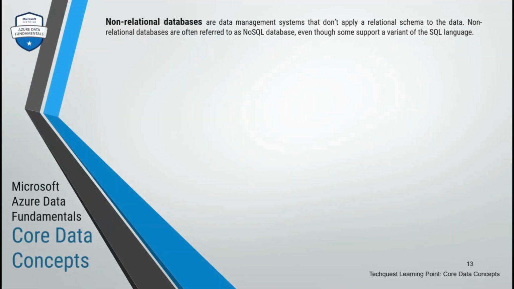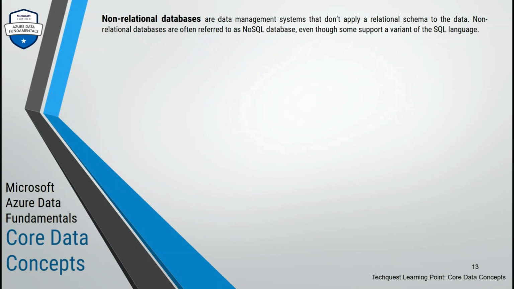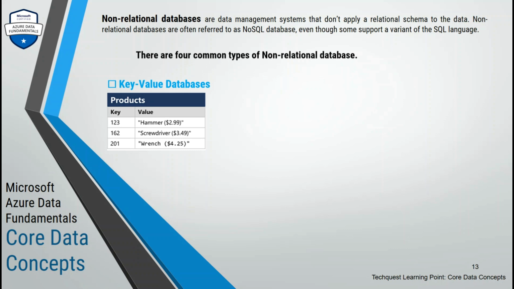Non-relational databases are data management systems that don't apply a relational schema to the data. Non-relational databases are often referred to as NoSQL databases, even though some support a variant of the SQL language. There are four common types of non-relational database in use. Key value databases, in which each record consists of a unique key and an associated value, which can be in any format.